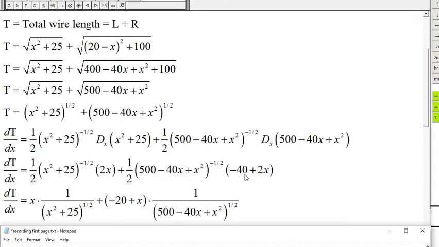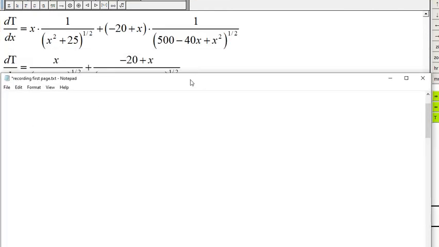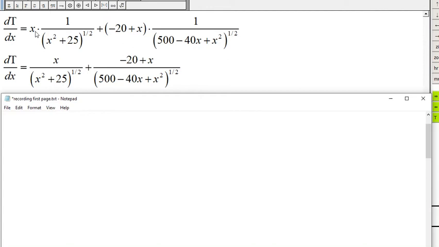1/2 times minus 40 is minus 20. 1/2 times 2x is x. And then this is the same as 1 over this expression with power of 1/2. And then next, this is x times 1, so it'll be just x. This is minus 20 plus x times 1, so it'll be minus 20 plus x.